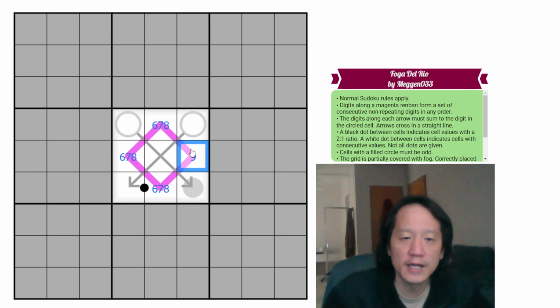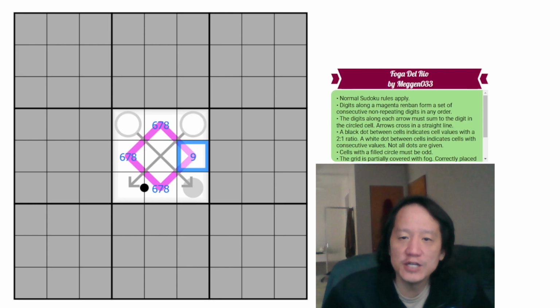And again, you cannot have repeats on the Renban, but I don't know if there's another Renban in the fog somewhere to have that rule be in place. And that's how Renban lines work.